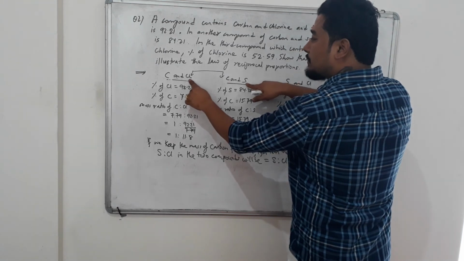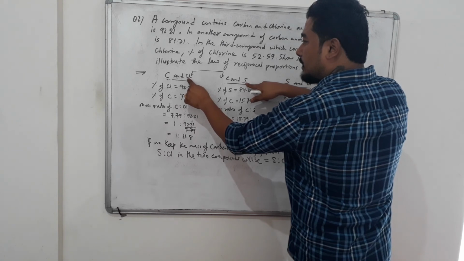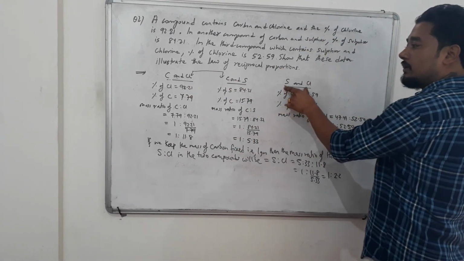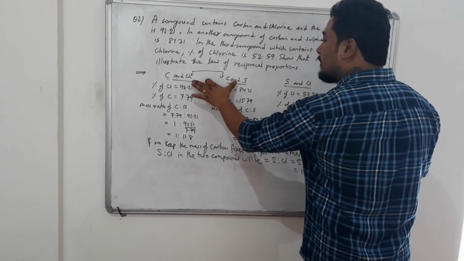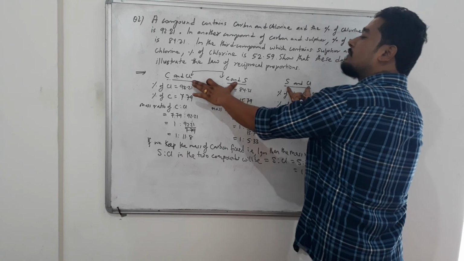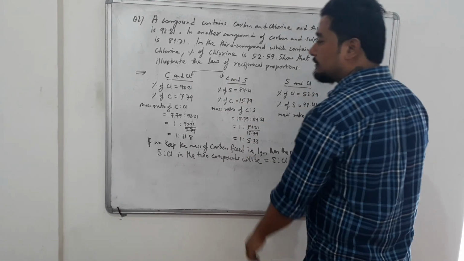When I do so, I will get the percentages of sulfur and chlorine. Whatever sulfur and chlorine ratio we get from these two compounds, we will compare with the third compound's sulfur and chlorine. If the ratio from here and the ratio from the third compound come equal or multiple, the law is proved. So let us proceed further.